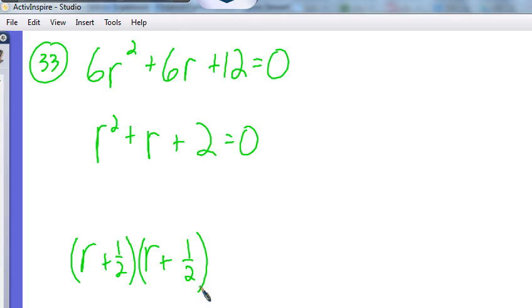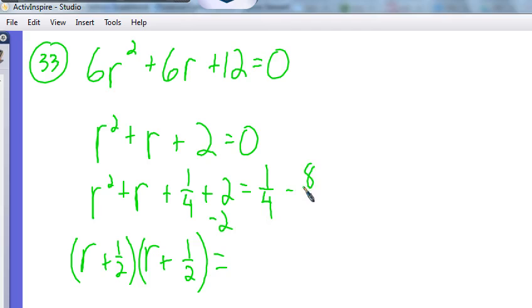The constant would have to be 1/4, 1/2 times 1/2. So we have r squared plus r plus 1/4 equals negative 2 plus 1/4. We've got to add 1/4 to both sides. We can subtract 2 from both sides. Minus 2 is minus 8/4. We get common denominators. Minus 8/4. Negative 7/4.